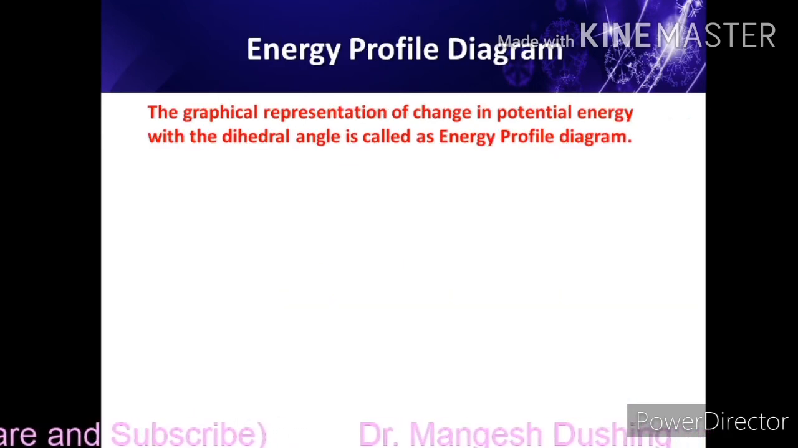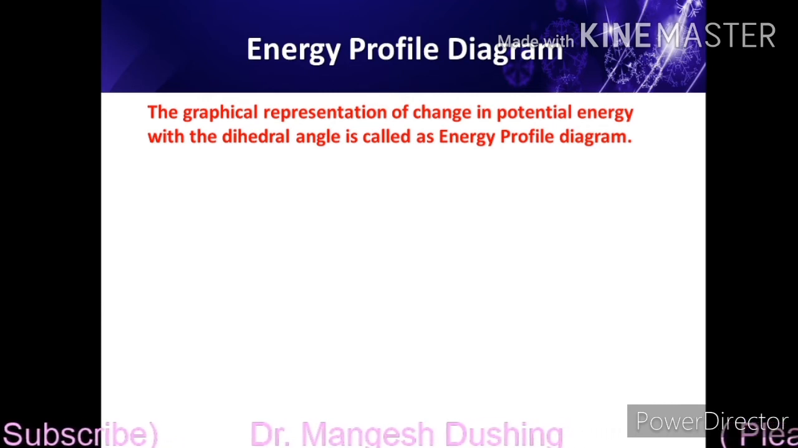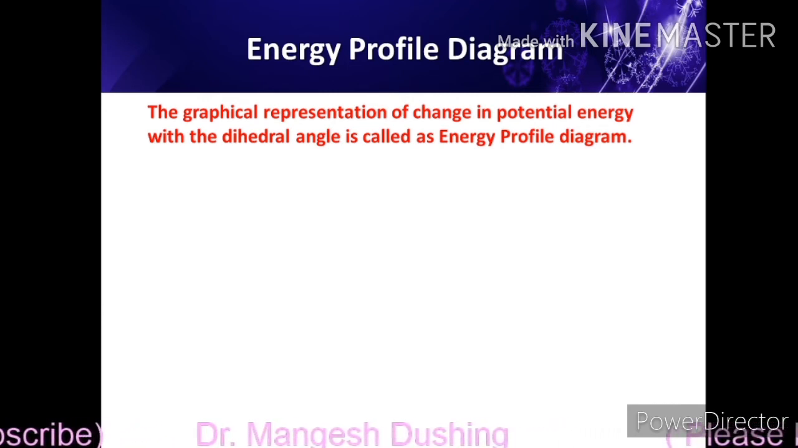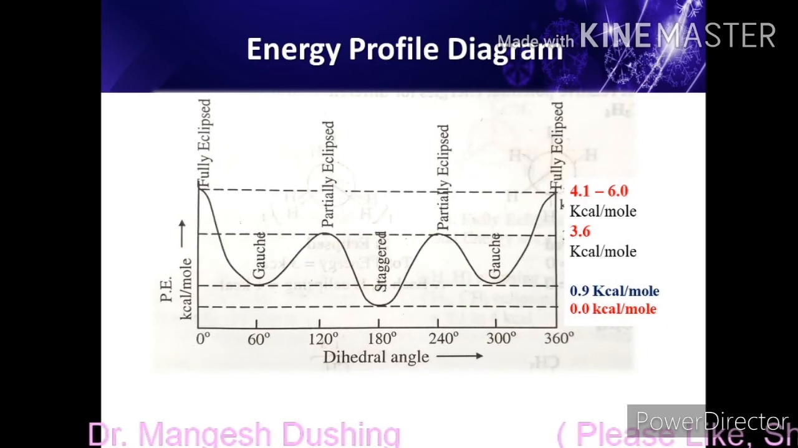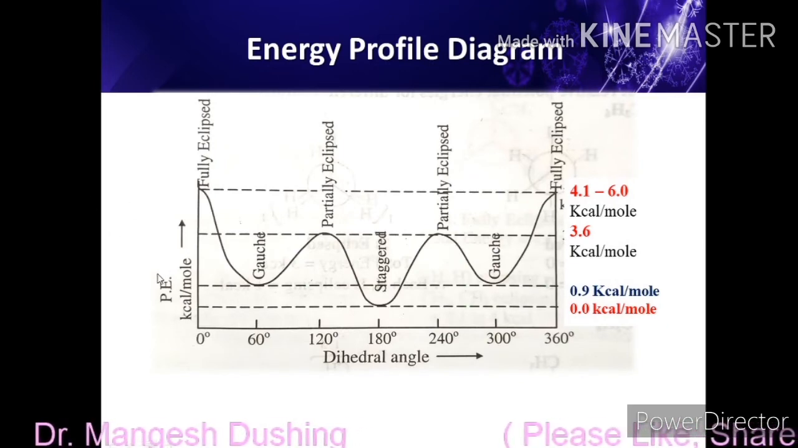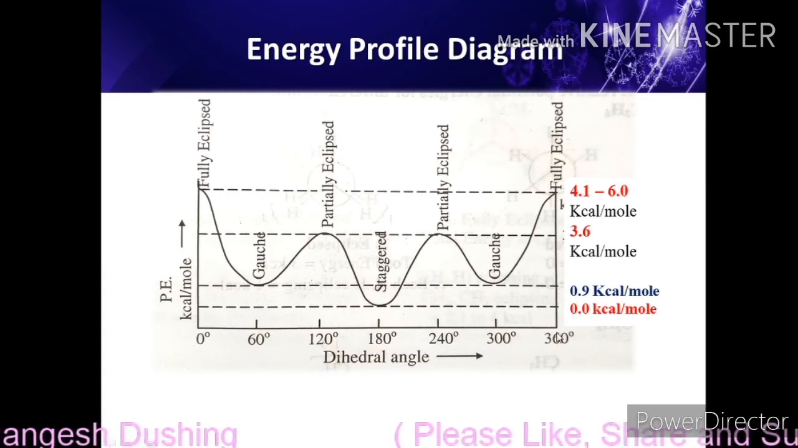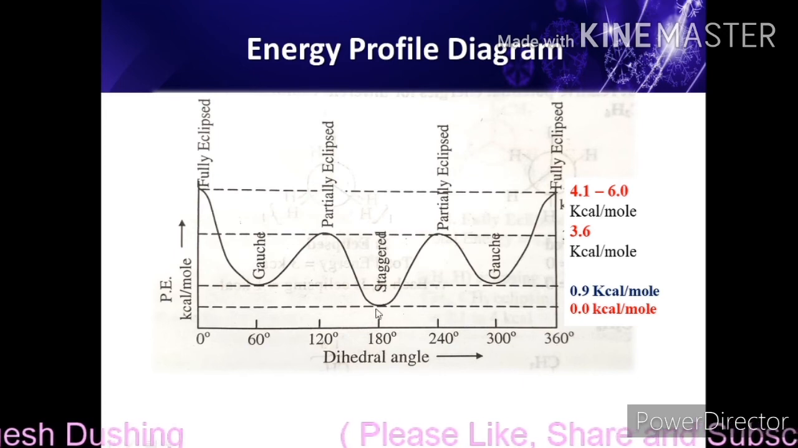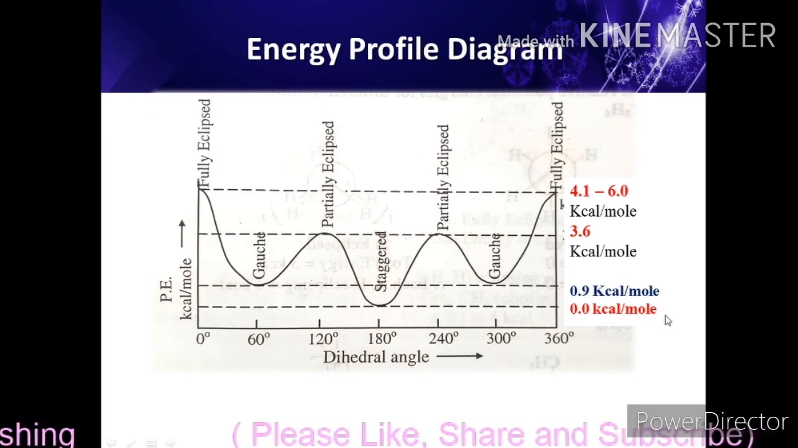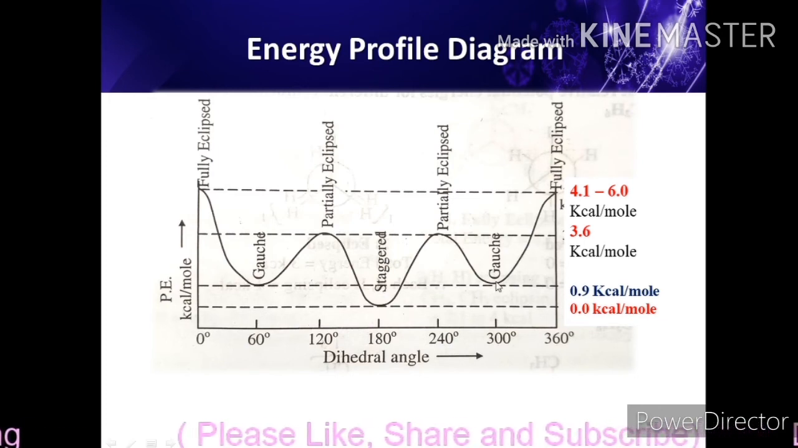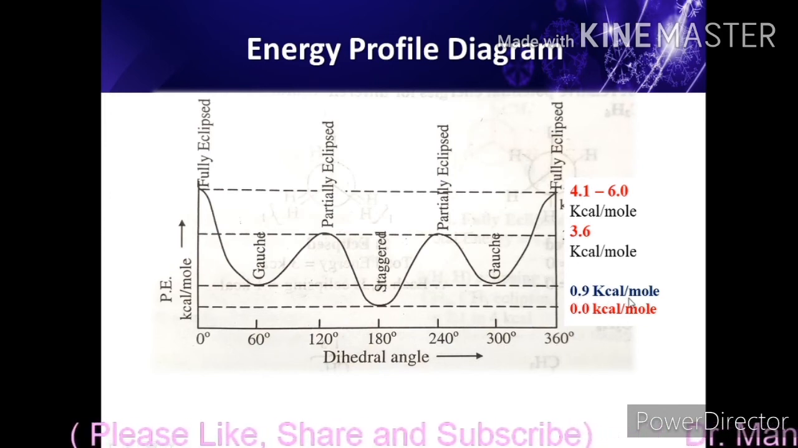Now we will see an energy profile diagram of N-butane. The graphical representation of change in potential energy with dihedral angle is called energy profile diagram. So this is the energy profile diagram for N-butane. It is the change in potential energy versus change in dihedral angle. So as we know, this is the fully staggered conformation where dihedral angle is 180 degrees, energy is 0.0 kilocalorie per mole. Next are gauche conformations where dihedral angle is 60 and 300 degrees, energy is 0.9 kilocalorie per mole.